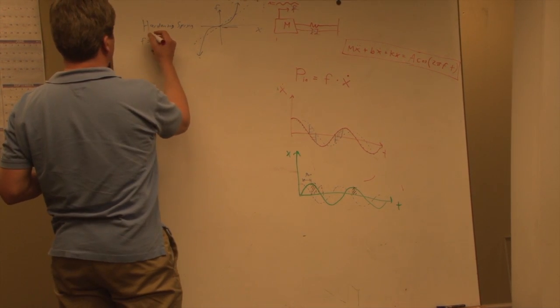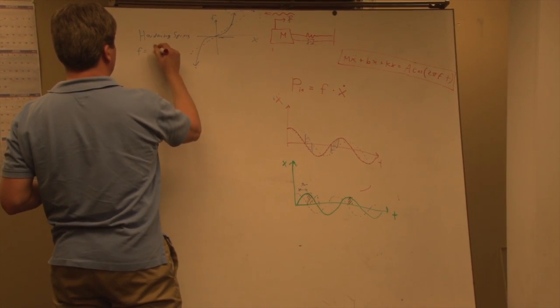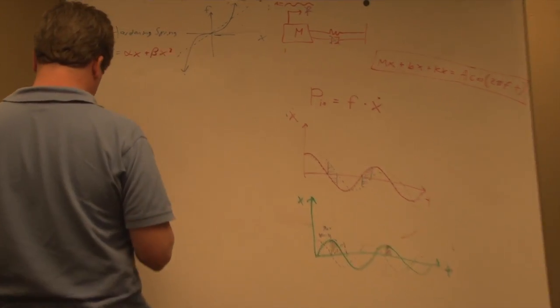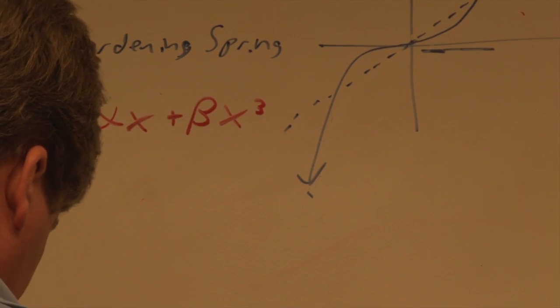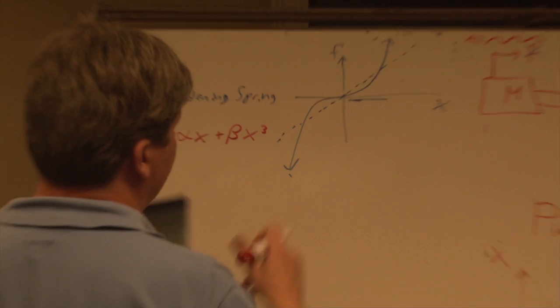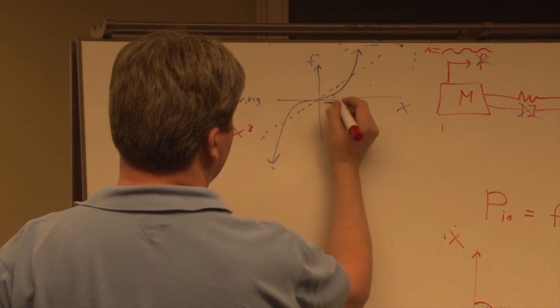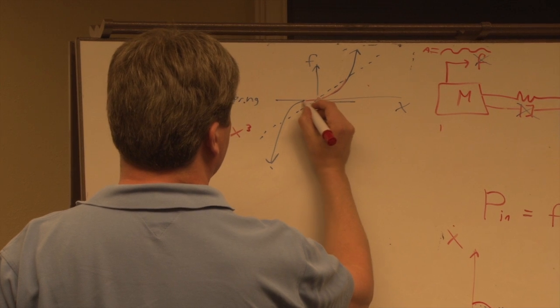was actually alpha x plus beta x cubed, so that it doesn't have zero slope. It has a small slope at the beginning and then a greater slope.